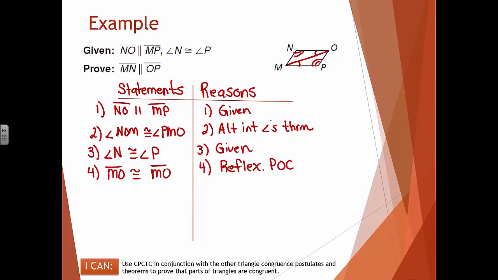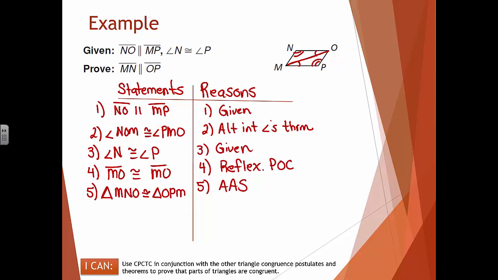Alrighty, so that means that these two triangles are congruent. Triangle MNO is congruent to triangle, what goes with M? It would be OPM. And that is by angle, angle, side congruence.